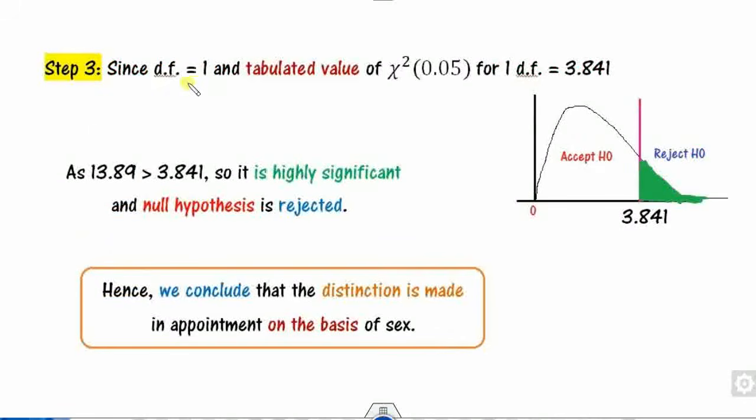So the degree of freedom is computed as 1, so the value of the chi-square is 13.89, which lies outside the acceptance region, so we can reject H0. So we can say that distinction is made on the appointment. Look at one more example.